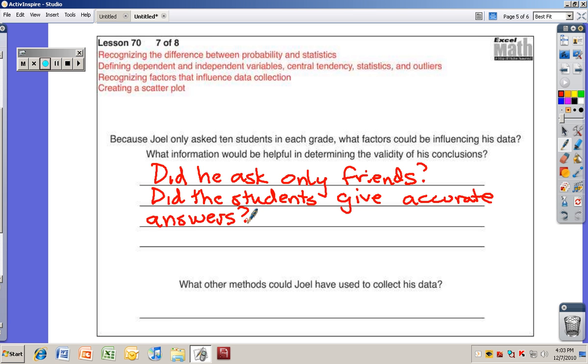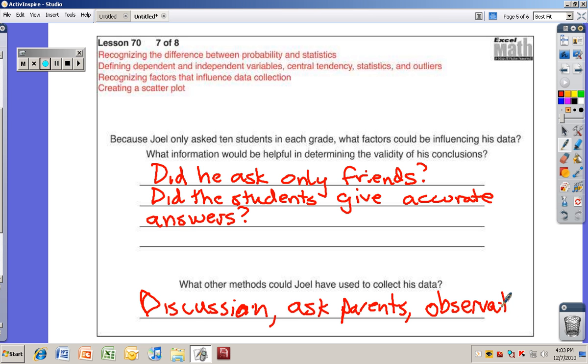And then the next question says, what other methods could Joel have used to collect his data? So go ahead and write an answer, pause the video. Okay, the other ways that he could do it is he could have like maybe a discussion with a group of people talking about how much time they studied. Another thing that he could do would be to ask the parents instead of asking the kids. And another one would be observation. And that means watching people and seeing how long they study.